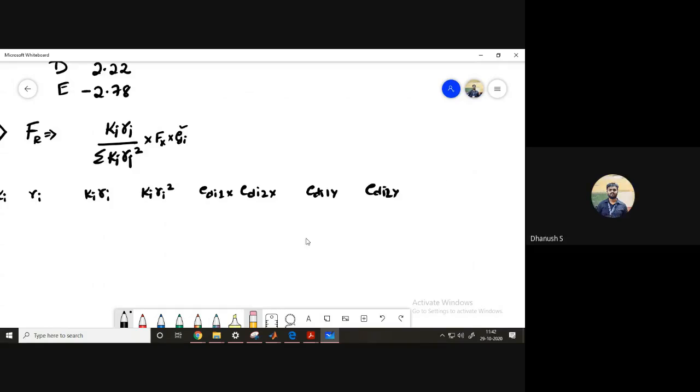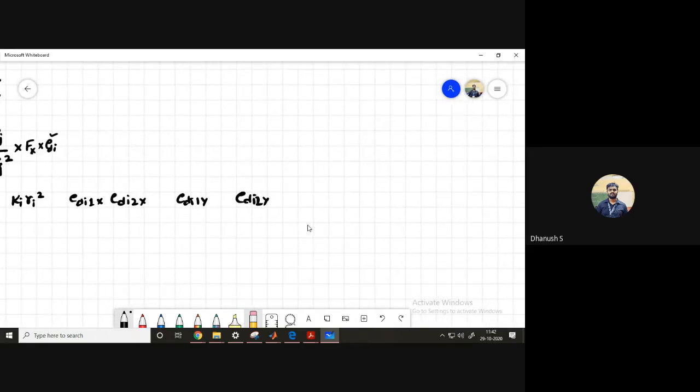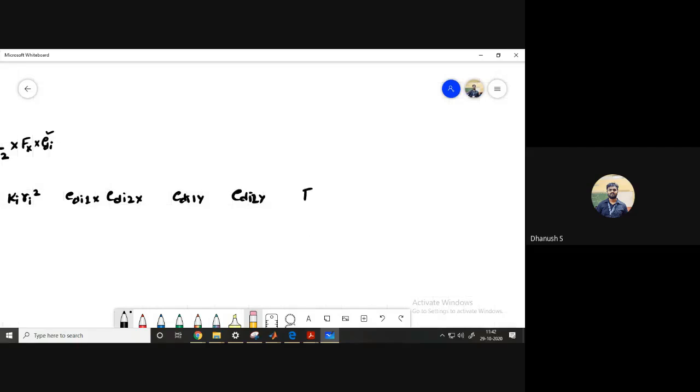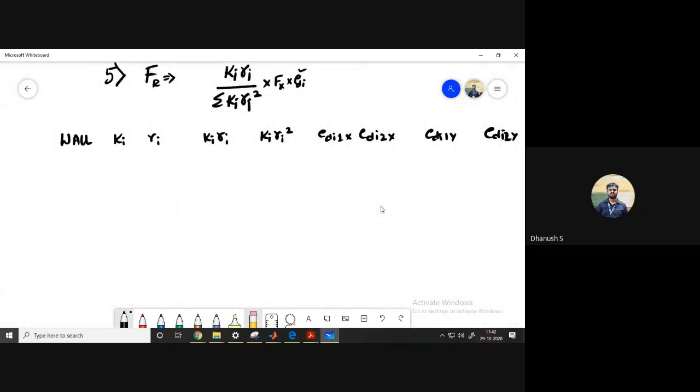Then you'll have to multiply your values again. So I'll call them FR1x, FR2x, FR1y, FR2y. The table looks big, but it is not too complicated. So first we'll start with walls A, B, C, D, E.